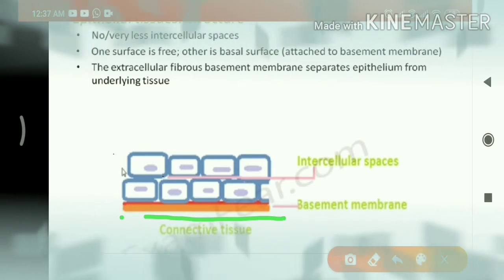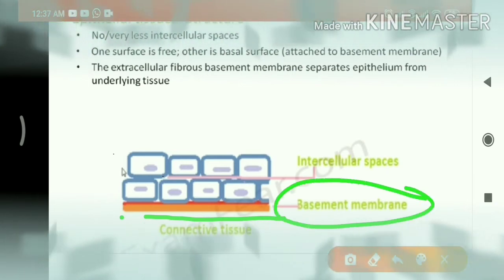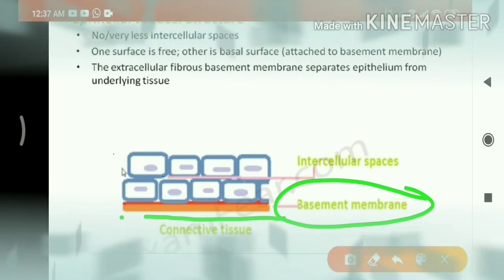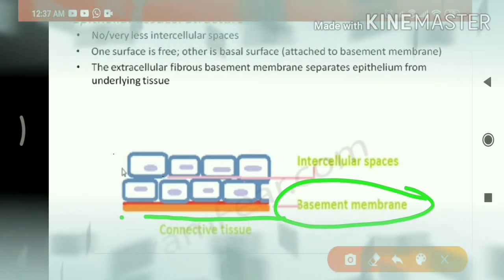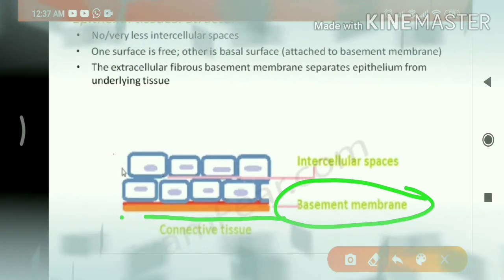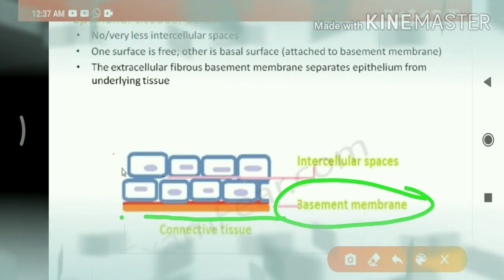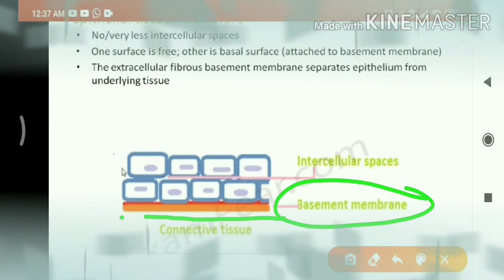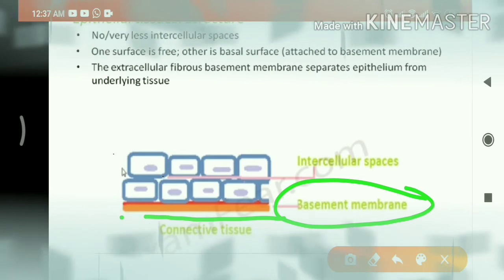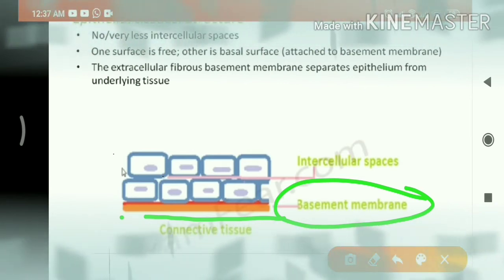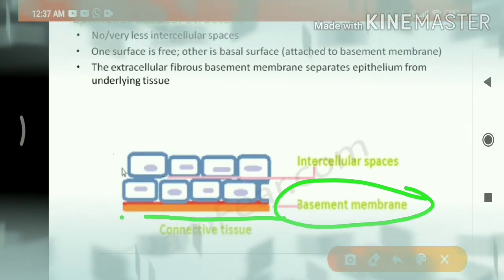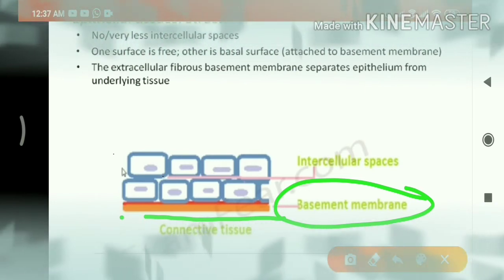If intercellular space is present, it will become leaky. If it is leaky, some excretory products or other organ products will leak from that organ. This leaked substance may be toxic and disturb other organ systems, right? So that's why this compact structure is required, and that's why there is no intercellular space.